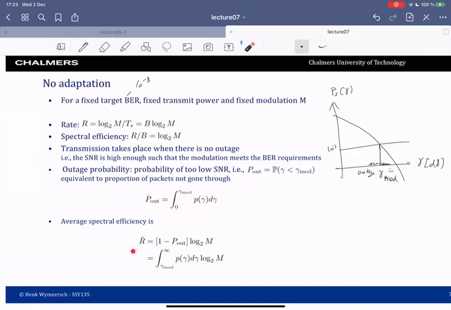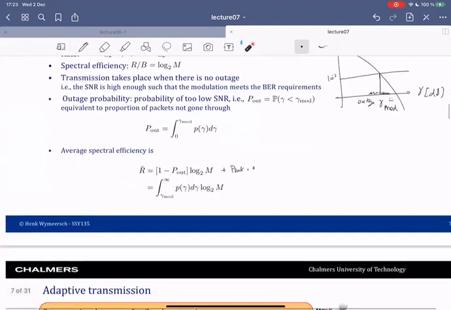And then the spectral efficiency is just given by 1 minus the outage probability times the number of bits. Well, I can also add plus outage probability times 0, because when we're in outage, we send 0 bits. So this gives us this expression. This is what we get when we don't do any adaptation. So now let's start to adapt and then see if we can do better.